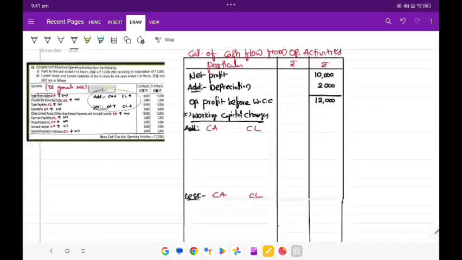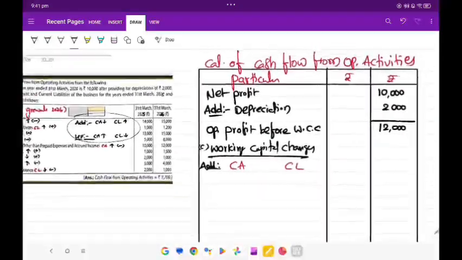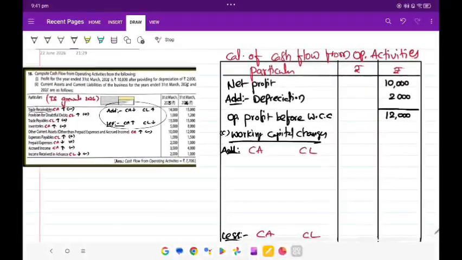Draw a two-columnar format and start with net profit 10,000, which is given in the question. Add depreciation of 2,000. The two items added give us operating profit before working capital changes of 12,000.